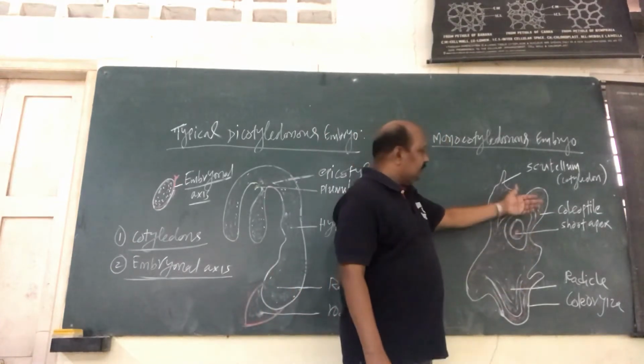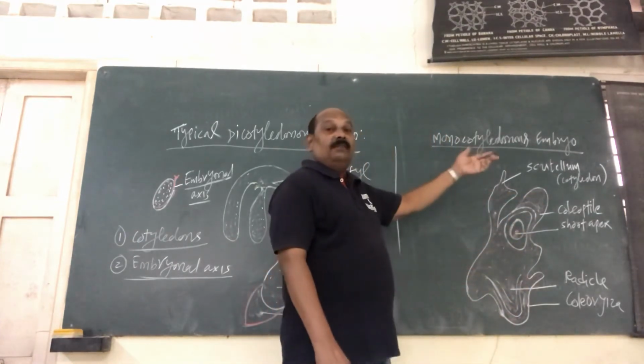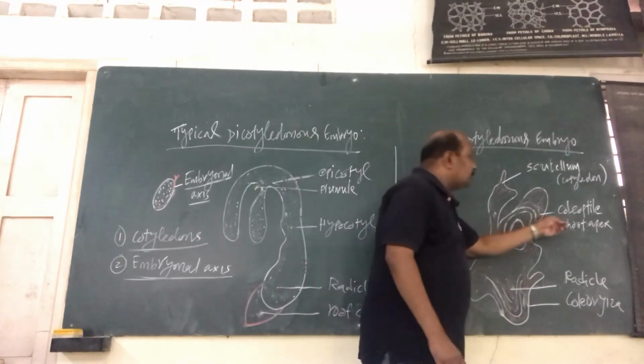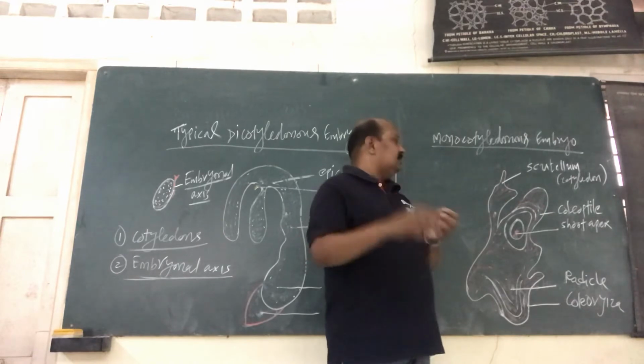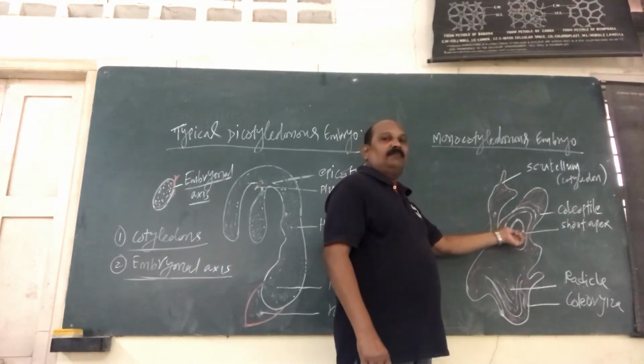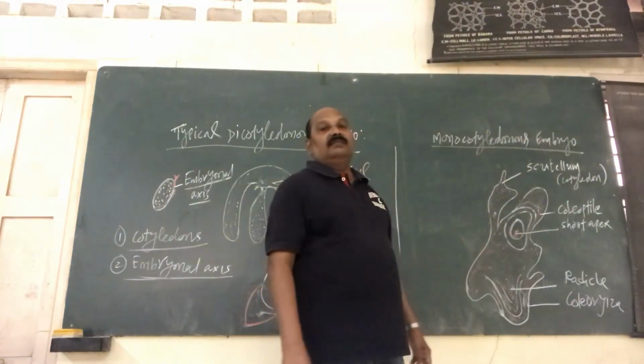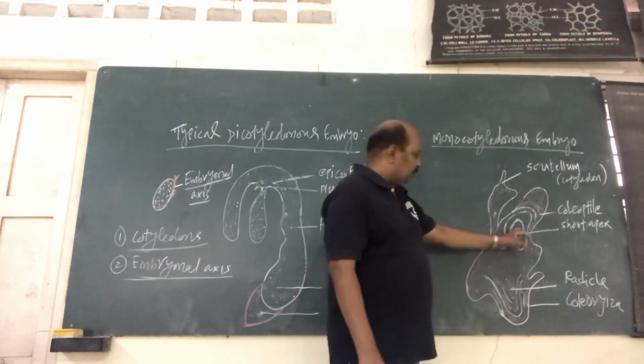Now come to the axis of the embryo. Here also there is an anterior and a posterior part. The anterior part of the embryonal axis we call the coleoptile. The coleoptile is very important. It is going to give rise to a small shoot apex that develops into the stem system in the future.